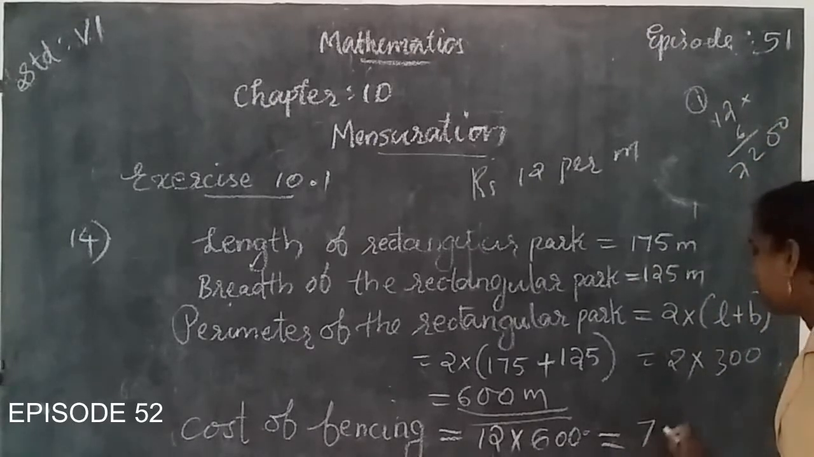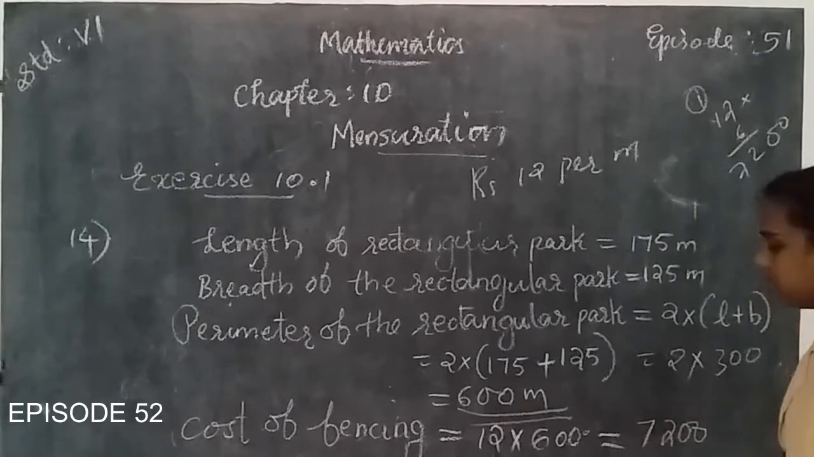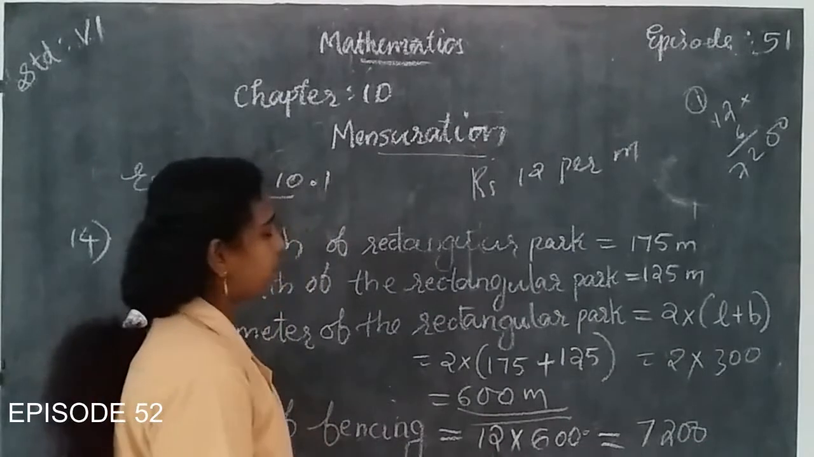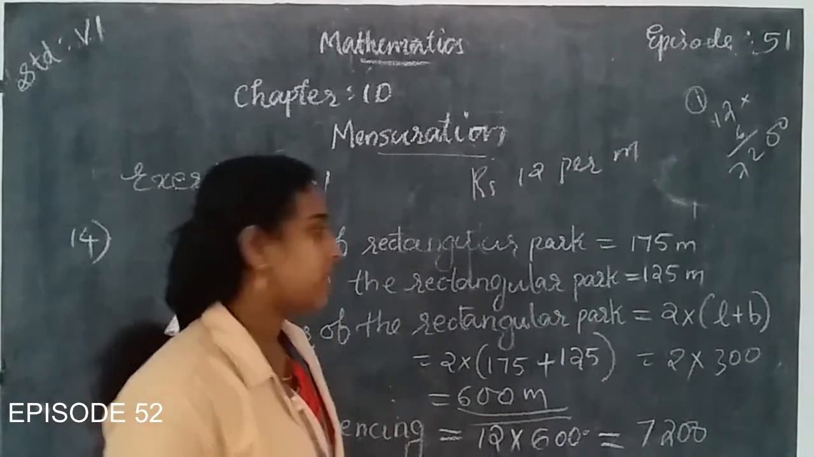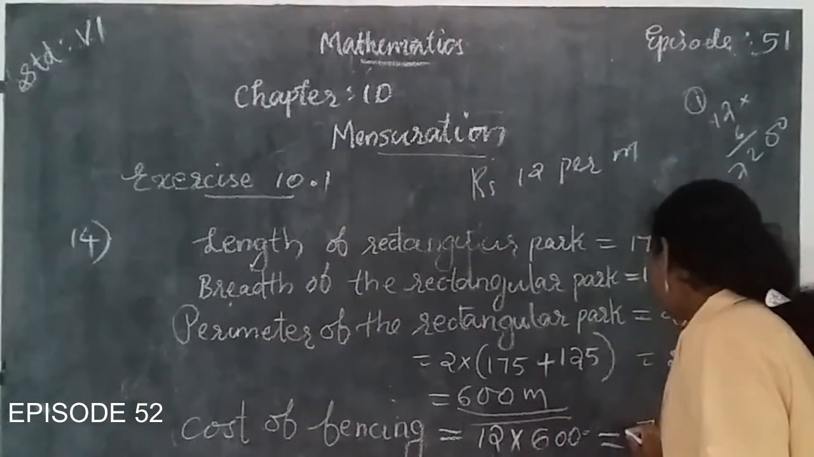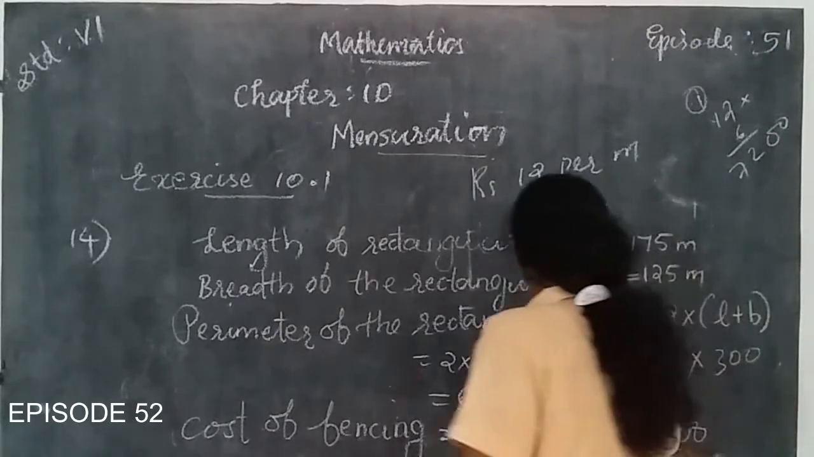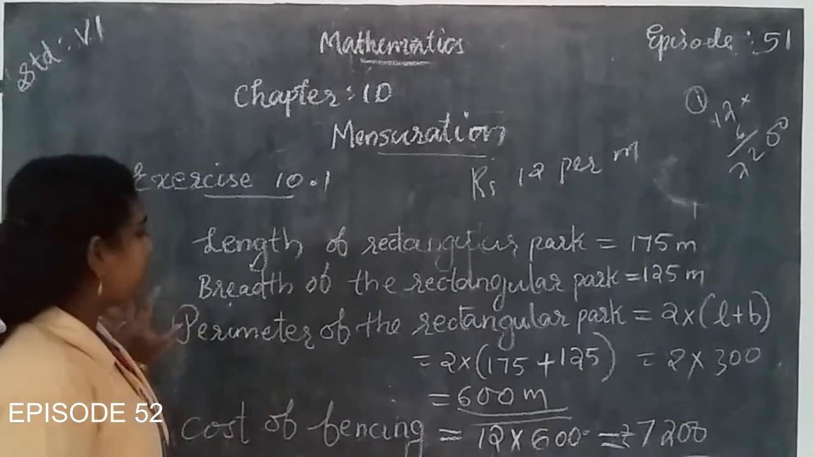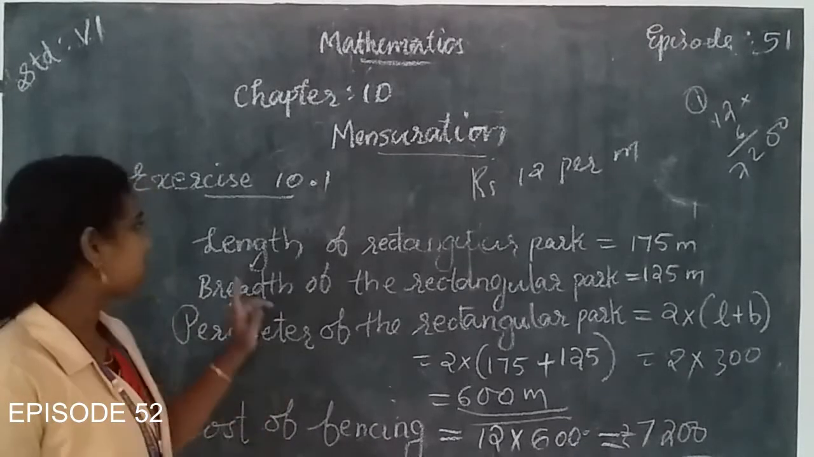So you get 7,200. So we need rupees 7,200 for fencing the total rectangular part. Okay. So to find the cost of fencing the total rectangular part, first we write the steps.